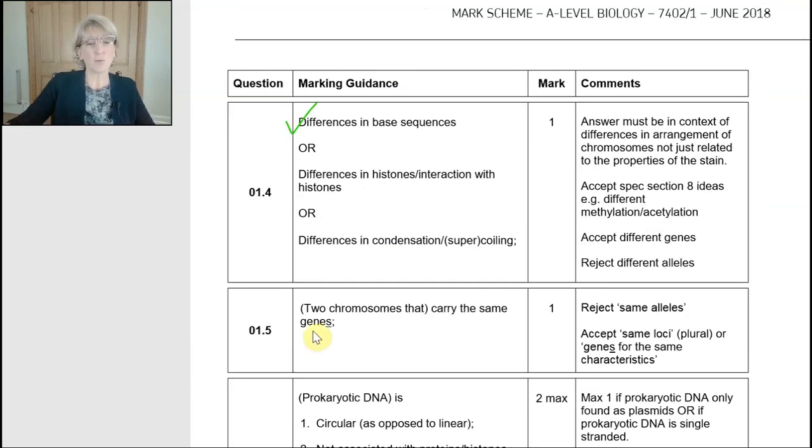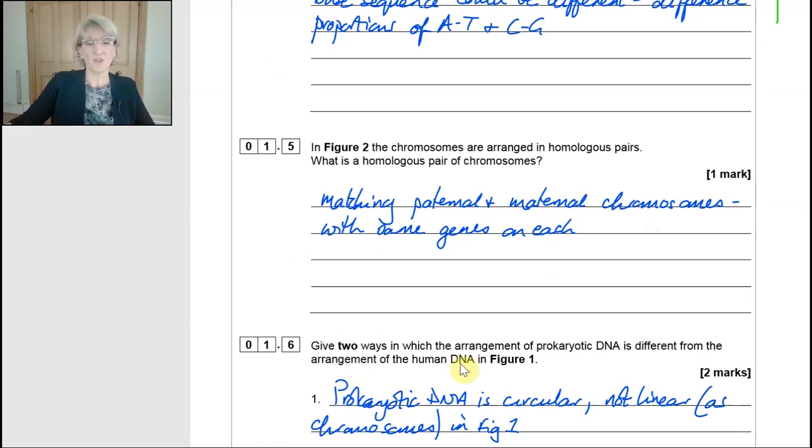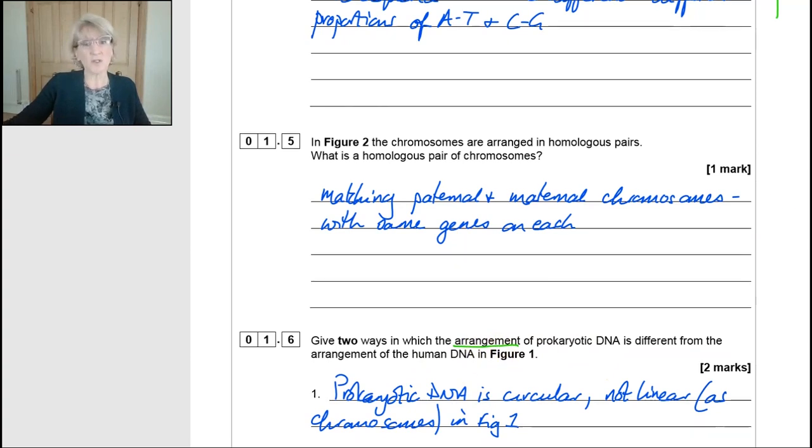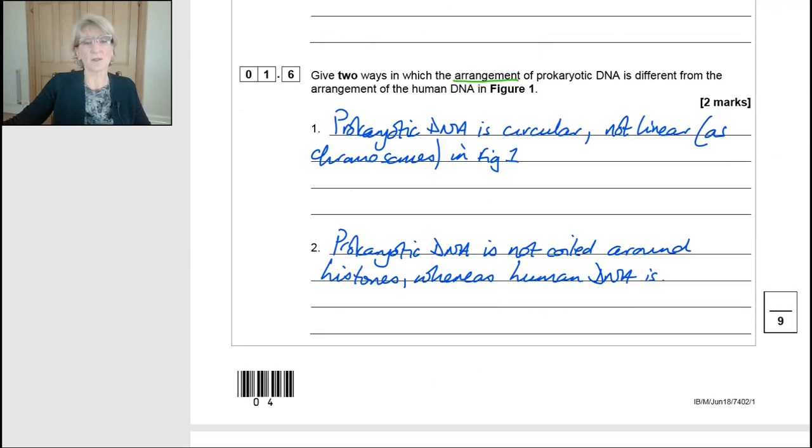And that was what got me the mark, this bit here, which I can understand. And here: give two ways in which the arrangement of prokaryotic DNA is different from the arrangement of human DNA. So this is interesting because it's the arrangement. It actually isn't the structure of the DNA, it's the arrangement of the DNA, and I noticed that wording, and that gave me more scope to write things as answers.